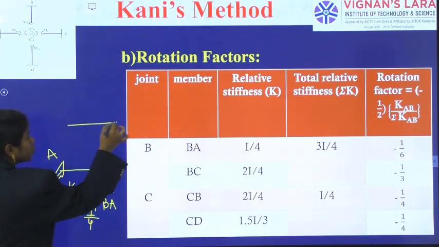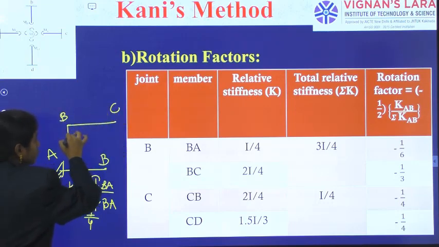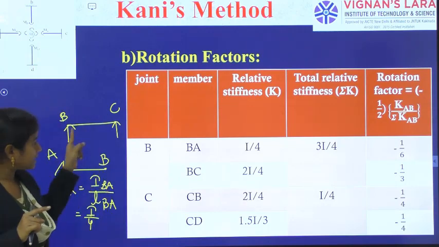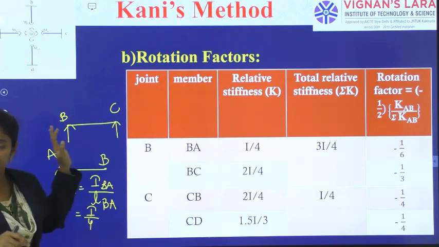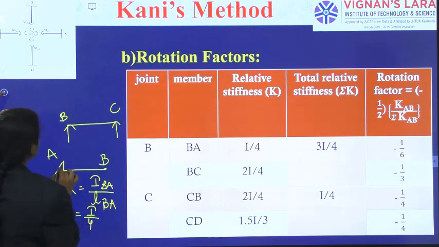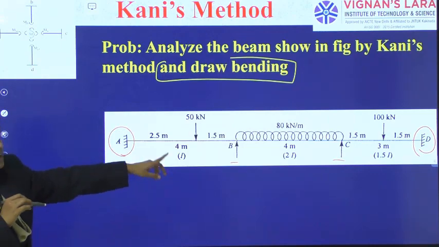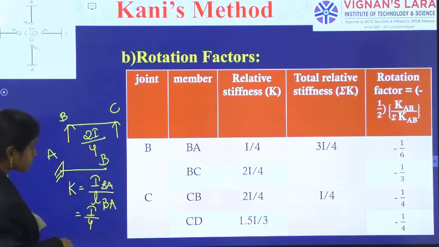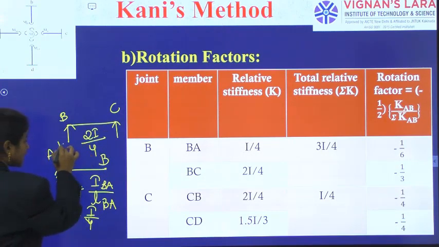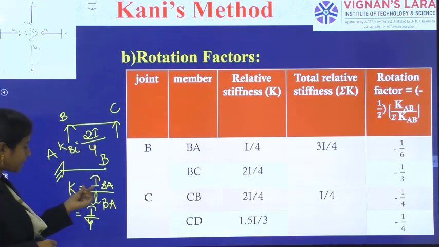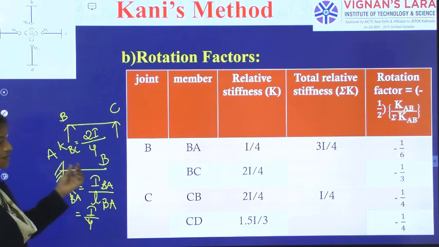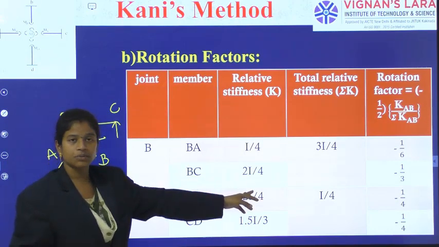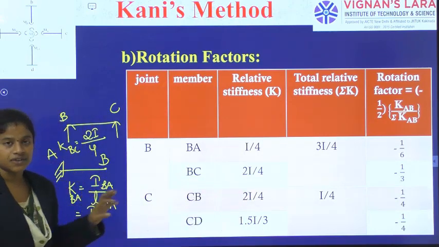And then from B towards C, even though it appears like a hinge, these two are intermediate supports, so intermediate supports will also be considered fixed type conditions. For this condition, again, the moment of inertia is 2I, length is 4 meters. So this is 2I by 4. So this is I by 4 and this is 2I by 4, for KBA and KBC. The relative stiffness for the BA span is I by 4 and for the BC span is 2I by 4. Then the total relative stiffness is the summation of these two.